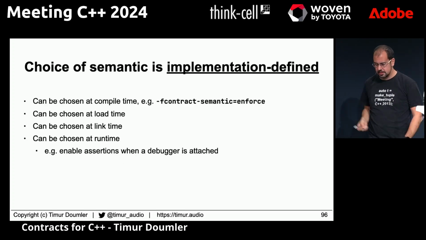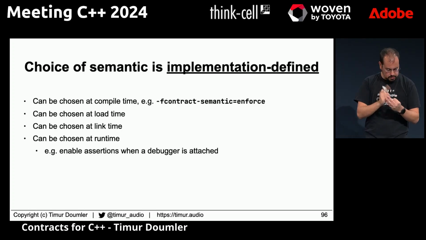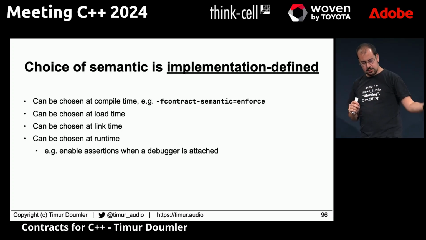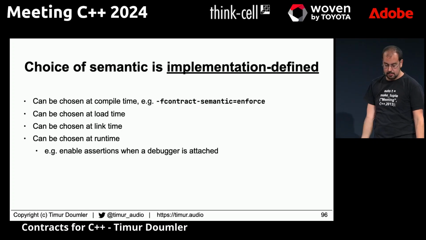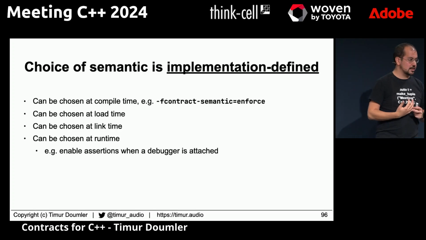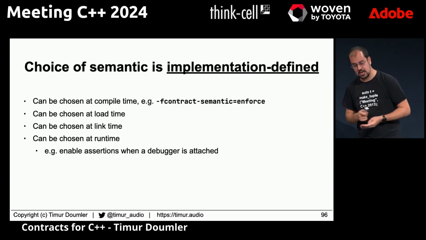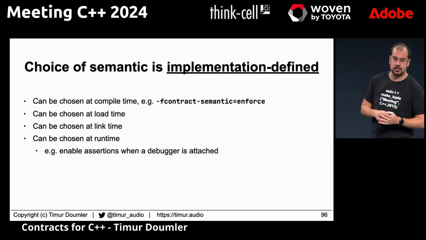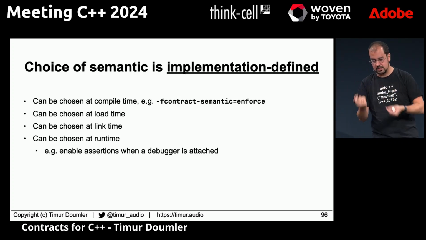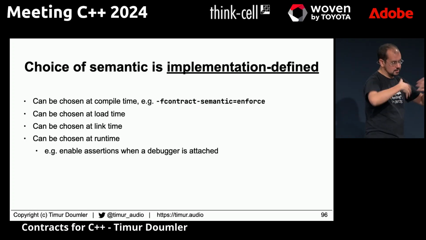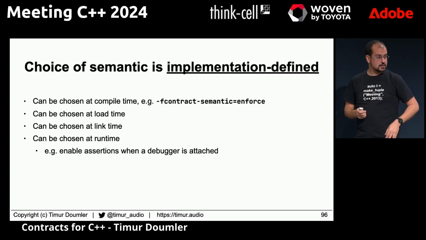So how do we choose the semantic? So there's 4 of them, right? Ignore, observe, enforce, quick enforce. So you can choose them at compile time. So we expect compilers to just give you a flag very similar to NDEBUG. But the paper doesn't actually say. It says the choice is implementation defined. So you could theoretically choose them at load time, at link time, or even at runtime. Like the compiler could insert hooks, and then you can trigger those hooks at runtime. Of course, that would then have overhead, so all of these options have different trade-offs. But we want to enable all of these options.